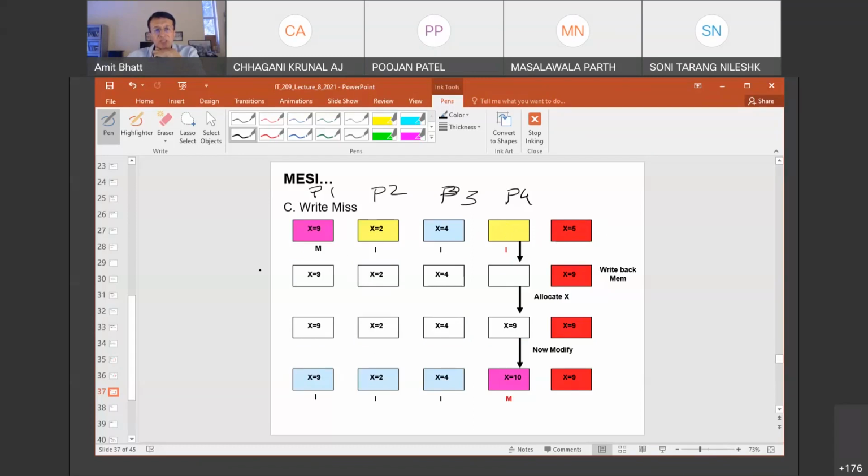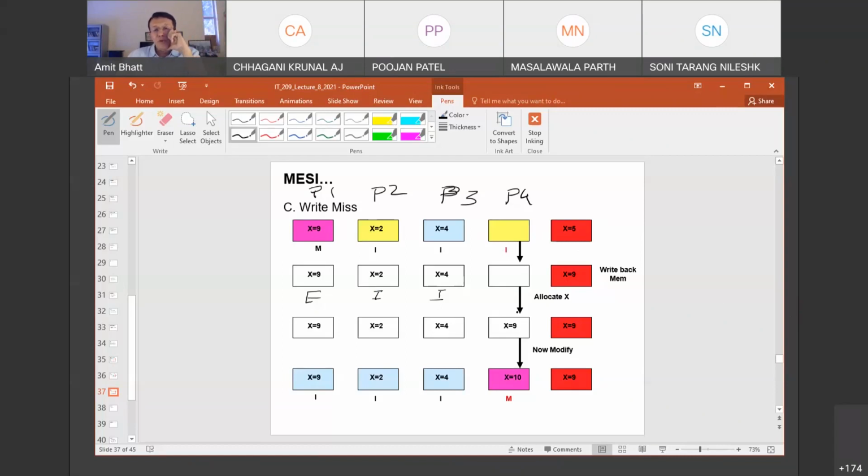So first, what you have to do is write the value of X into main memory. Now what flag will this block have? It will change from Modified to Exclusive. This block will have Invalid, Invalid, Invalid. This one will not have any flag because that block is not there. I'll just write I over here, but in fact it is not correct because that block is not there.